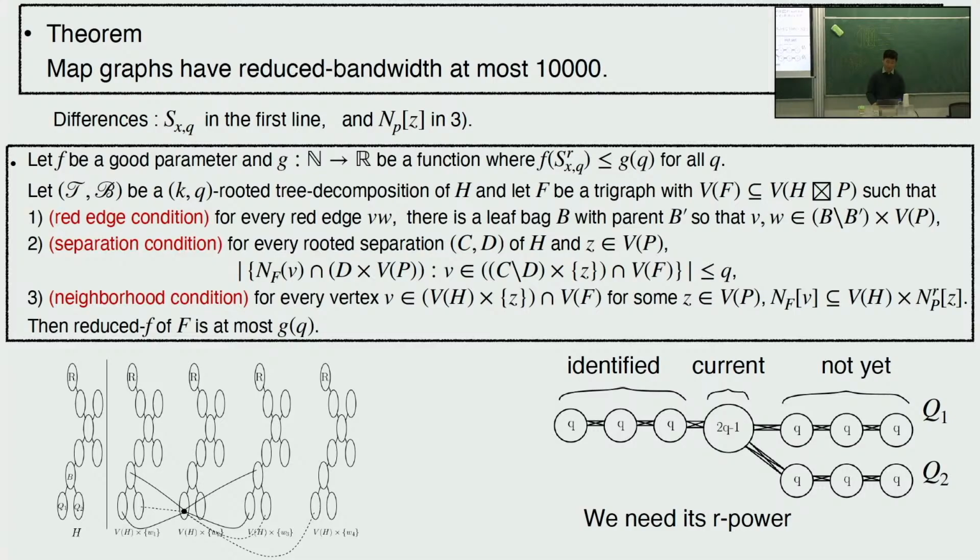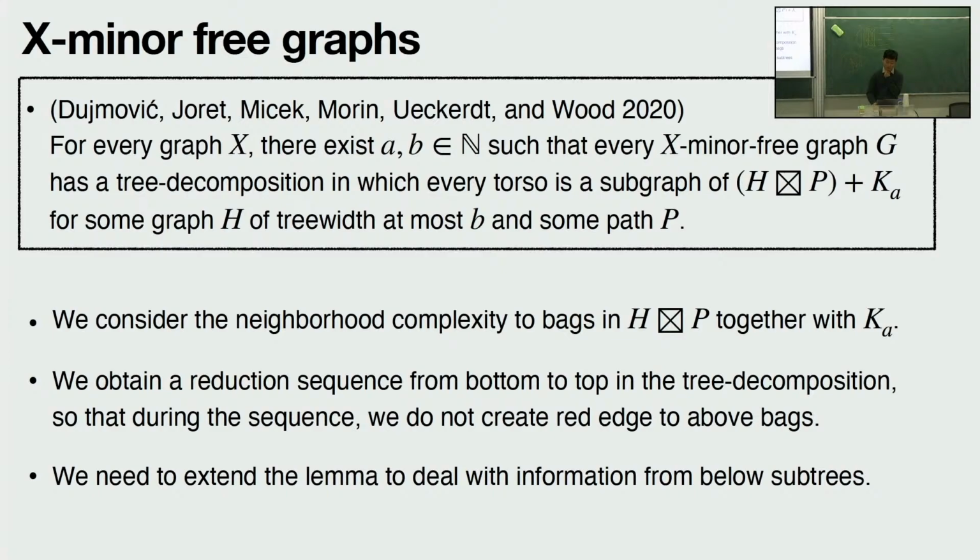And generally, we can generalize this idea to X-minor-free graphs, using the minor-free structure theorem. Dujmović et al. proved that for every graph X, there exist two constants a and b such that every X-minor-free graph has a tree decomposition where every torso is a subgraph of H product P plus K_a, where H is a tree with treewidth at most b, and P is a path, and plus means complete to each other. This corresponds to the apex vertices, meaning that you put some a apex vertices.